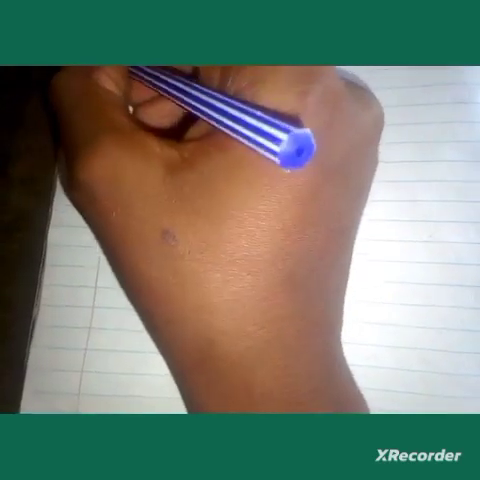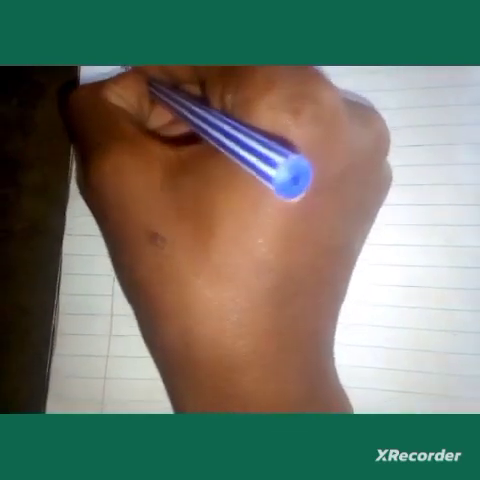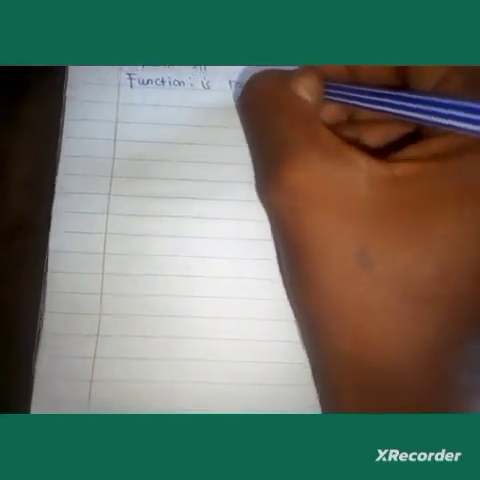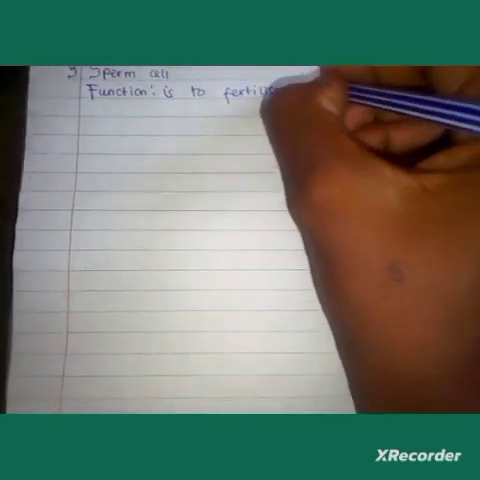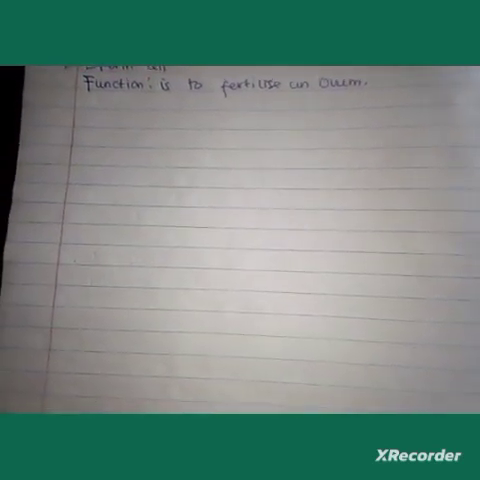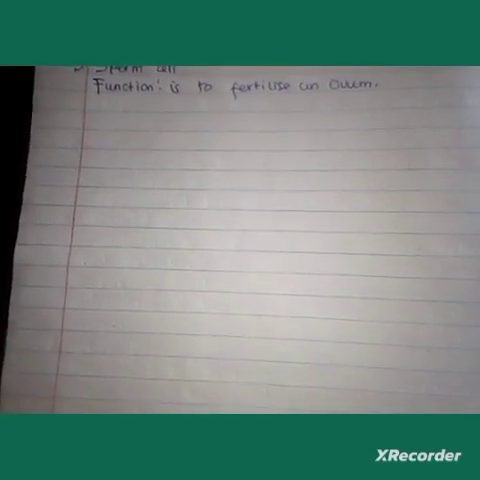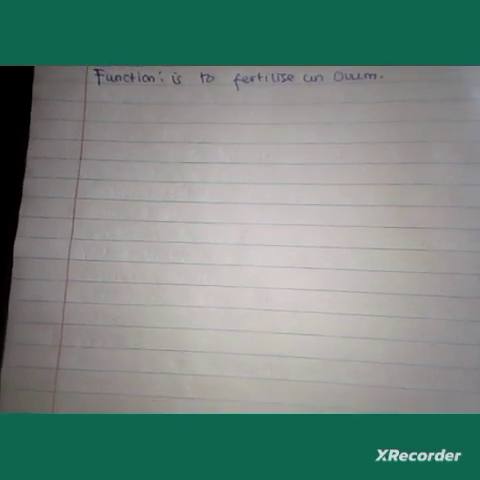Okay, and the third one, it is the sperm cell. Sperm cell, it is found in semen. The function of the sperm cell is to fertilize an ovum. Okay, in grade 8 you learned about fertilization. That is the fusion between a sperm and an ovum. So the function of the sperm is to fertilize an ovum.